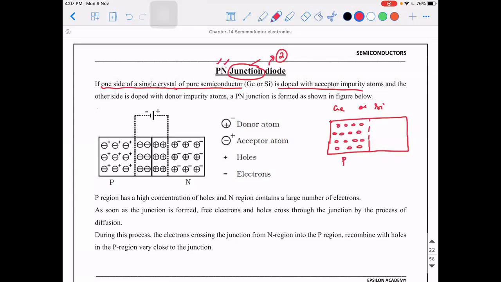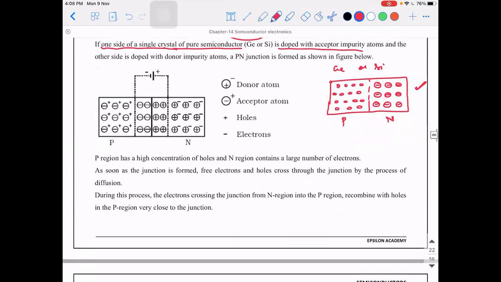Similarly, on the other side, you dope it with a donor impurity, that is, with a pentavalent impurity. When you do that, you will have an N-type semiconductor. So here, the important point to be noted is what? It is not like a P-type and an N-type semiconductor are brought close to each other. You take a single crystal, and on a single crystal, this kind of process is carried out. So the P region has a high concentration of holes and the N region contains a large number of electrons.